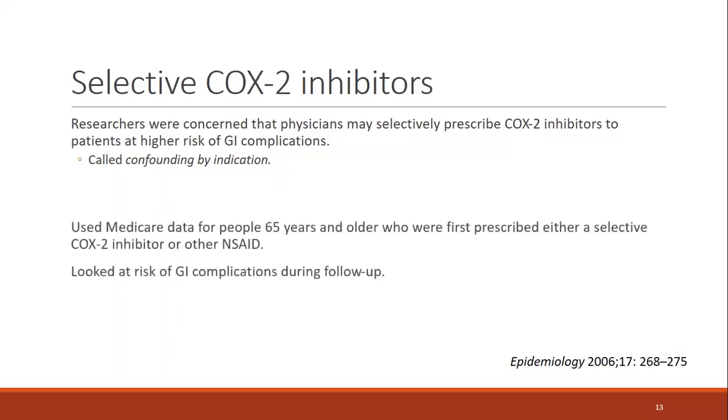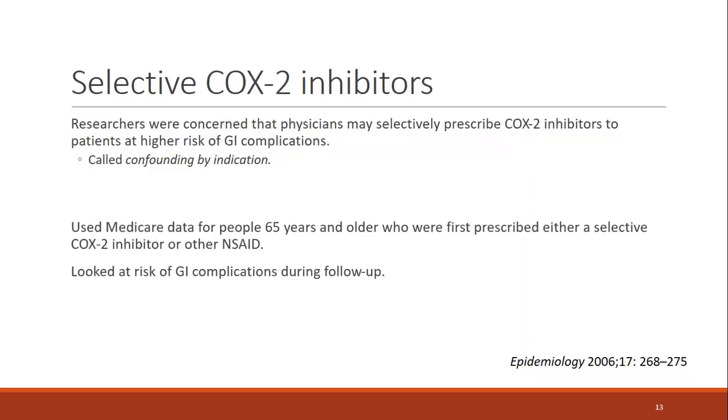And so what they did was a study using Medicare data where they had people who were 65 years of age and older. They identified those who were starting out on an NSAID. This was either a Cox-2 selective inhibitor or just any other NSAID. The goal was to use this study to look and see, well, what really was the difference in risk of gastrointestinal complications moving forward?